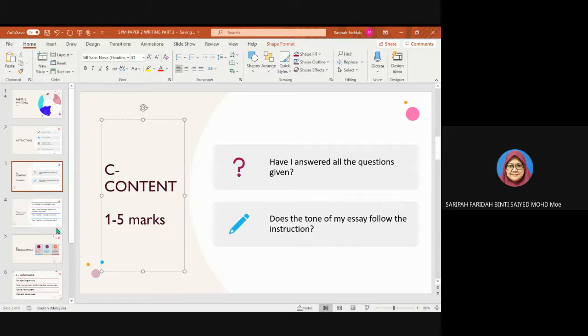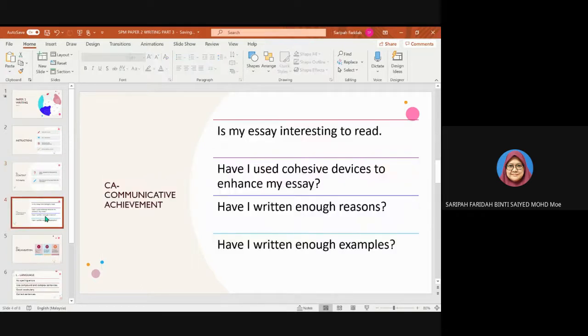Can get 5/5. Okay. Now, number 2, C.A., Communicative Achievement. Okay. Is your essay interesting to read? Does it capture the reader's attention? And then, does the student use cohesive devices to enhance his or her essay? And then, have you written enough reasons?